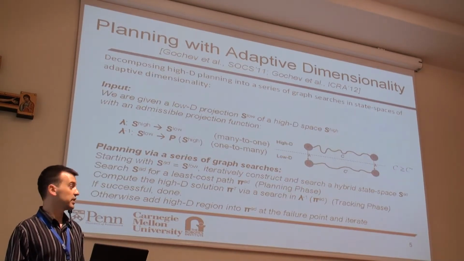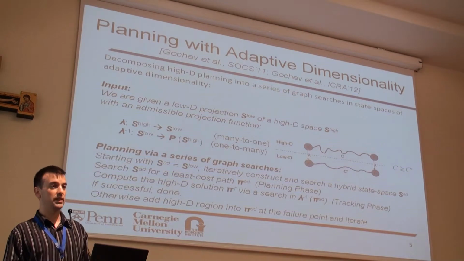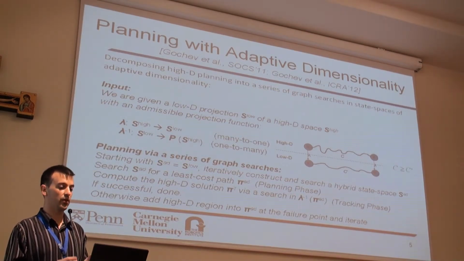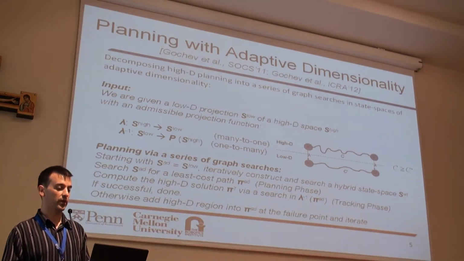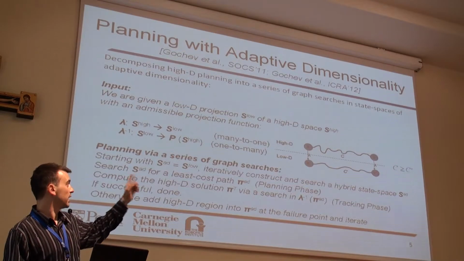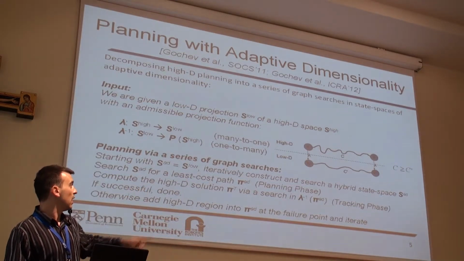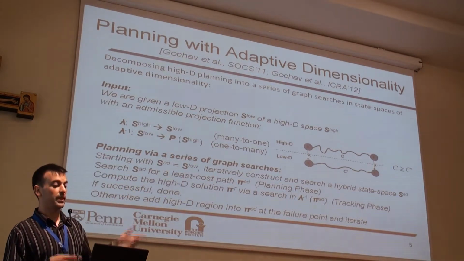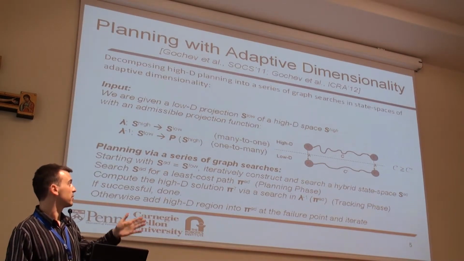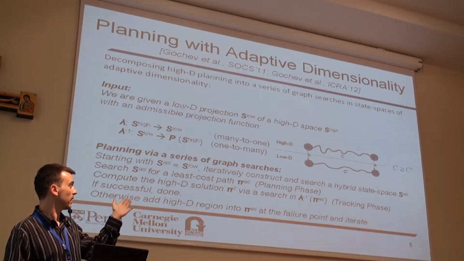The important restriction here is that the low D state space needs to be optimistic in a way that it always underestimates the true cost to go in the high D state space. So for example, if we have an optimal path between x and y in the high D state space, its cost needs to be at least the cost of the optimal path between their low dimensional projections x prime and y prime.